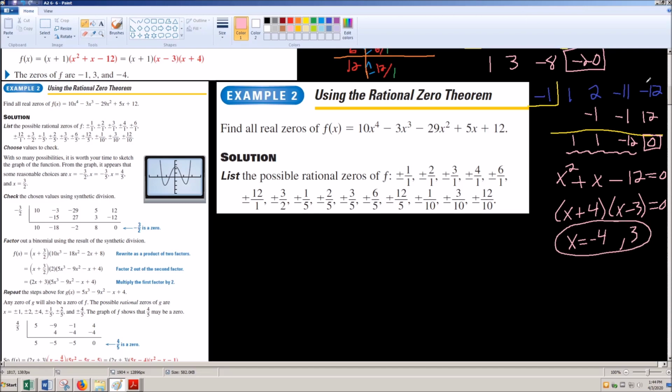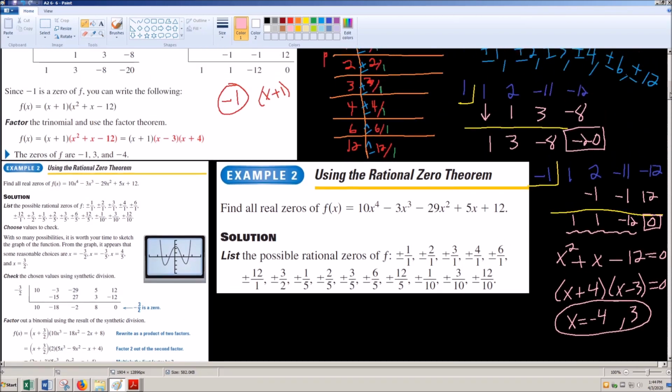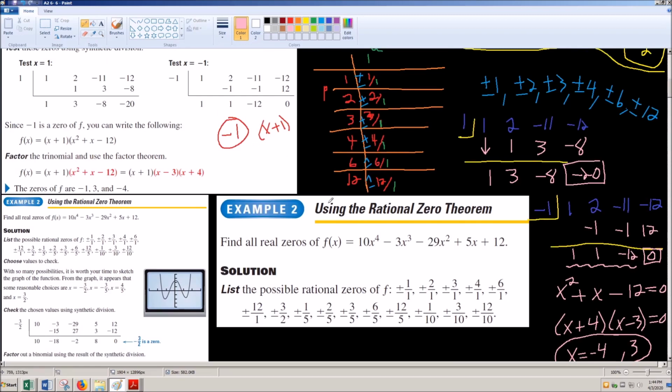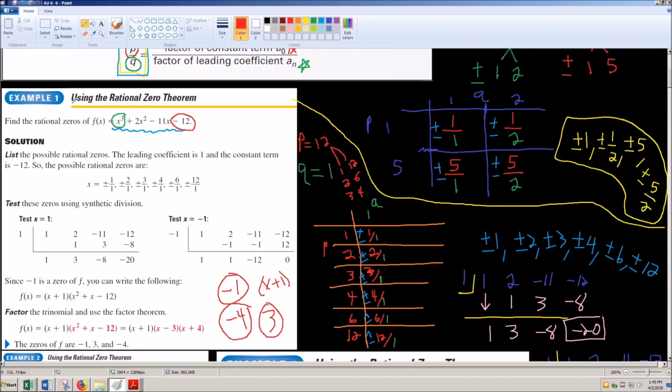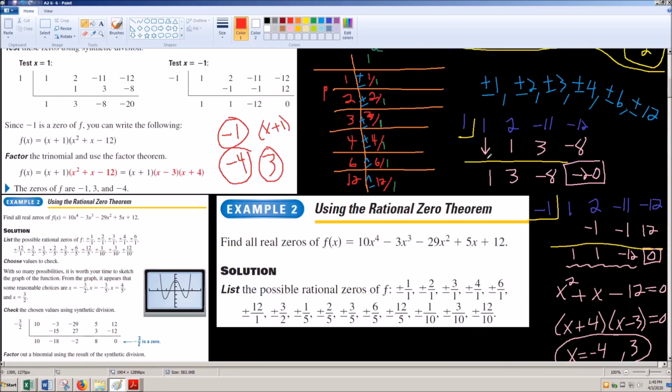So I'm going to jump back up just a smidge here, and I've got negative 1, and I've also got my negative 4 and my 3. So now here are my 3 zeros, and therefore my answers to this question. So again, we're saying find the rational zeros of this thing. Well, this is what they possibly could have been, right? All of my possible rational zeros, and then I go through and I figure out one that works.